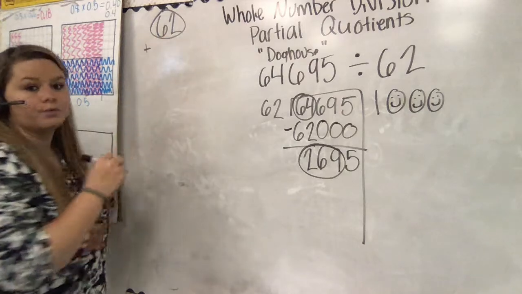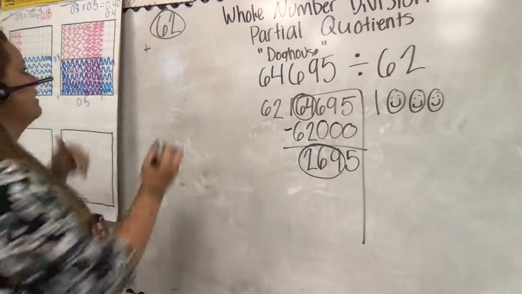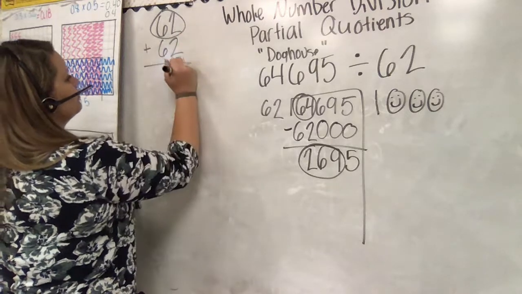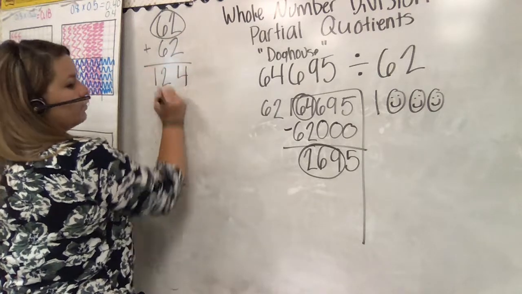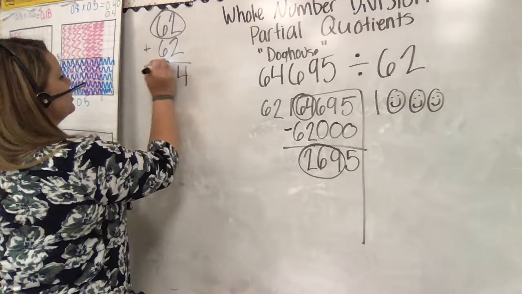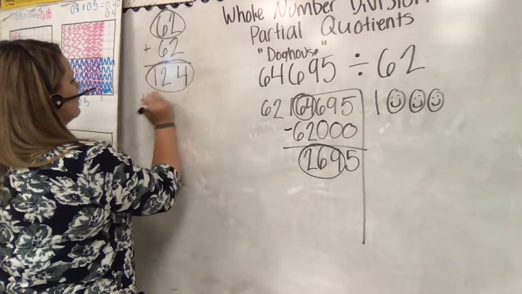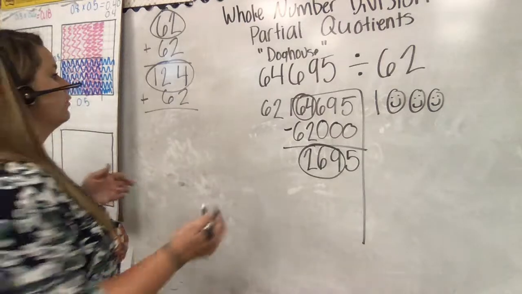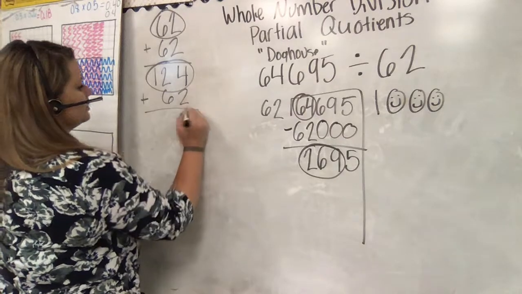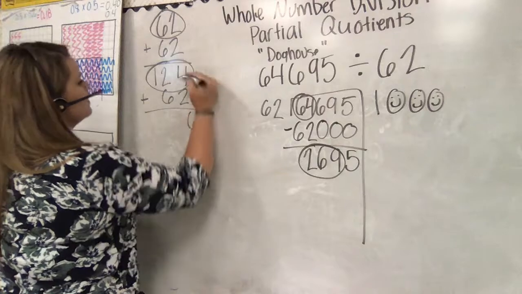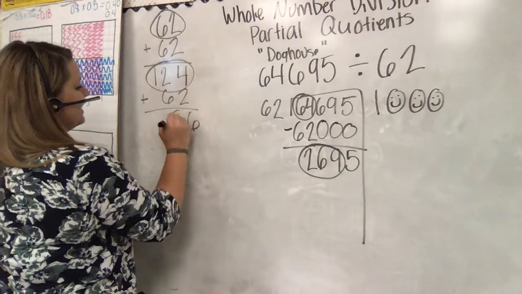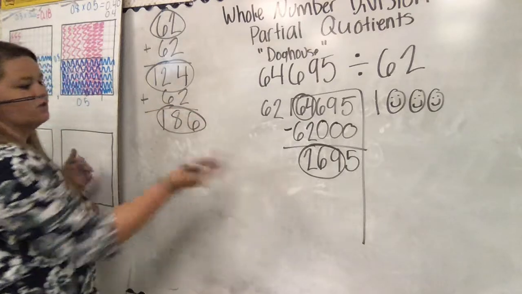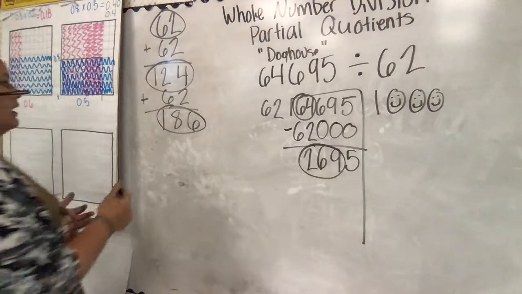62 times 2. I can find that by just adding another 62 to this. 62 plus 62 is 124. That doesn't really get us too close, so I need to keep going. Just going to repeatedly add 62 to find the next multiple. 4 plus 2 is 6. 6 plus 2 is 8. 1. So we're at 186. So that's still not super close. We need to keep going.